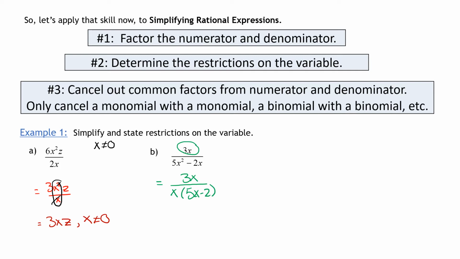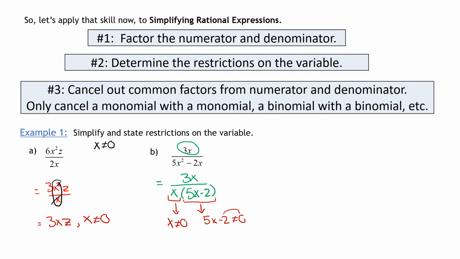Step 2, determine restrictions on the variable. I've got two different parts here. So you always look in your factored form at each factor separately. My first factor right here, and that's my second factor. My first factor is a monomial, so the restriction on that one is going to be x can't be 0. And I have to do the restriction on the other factor. So remember what I showed you before, I'm going to rewrite that. 5x minus 2, that can't be 0 either.